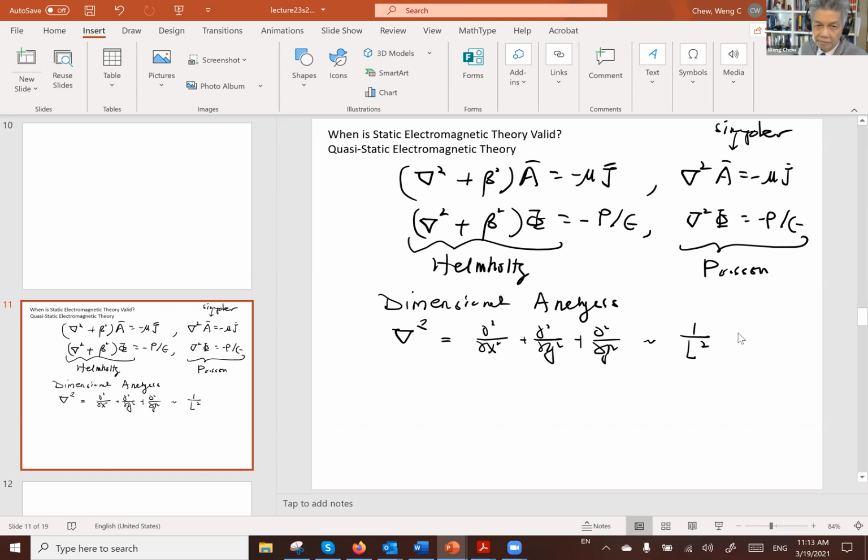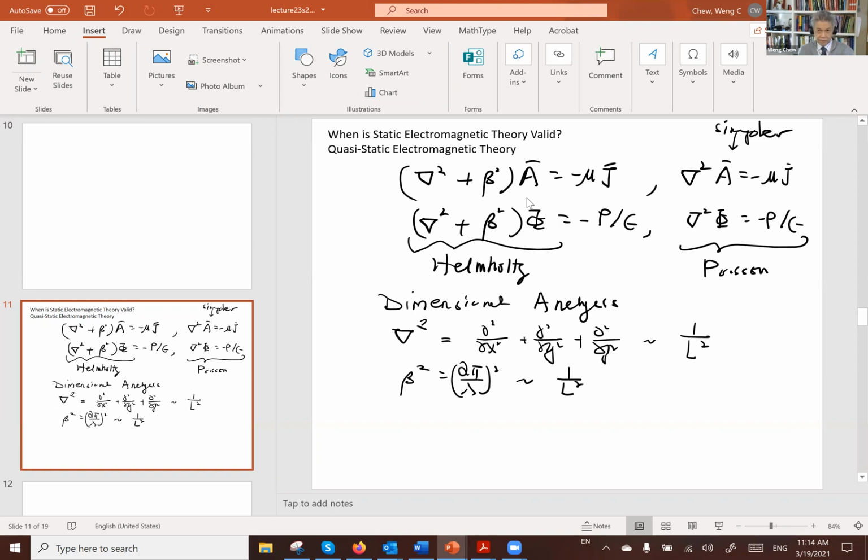Okay, and beta square is 2 pi over lambda square. It also has a dimension of 1 over length squared. But beta is a constant. But the Laplacian depends very much on the geometry. The Laplacian is a measure of how rapidly the field is varying. If the field is varying rapidly, then the Laplacian of that field will become large because you're taking the derivative of the field. The more rapidly the field is varying, the bigger it becomes. So the question next to ask is that when would the field be rapidly varying?